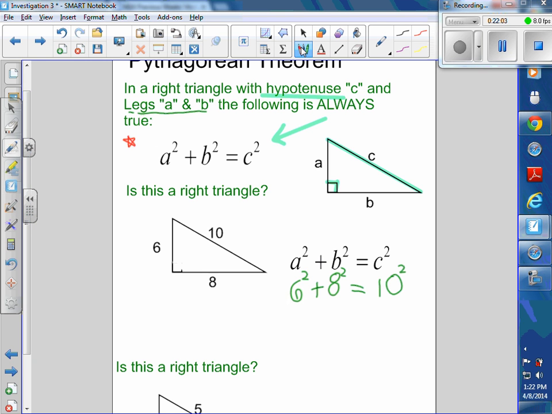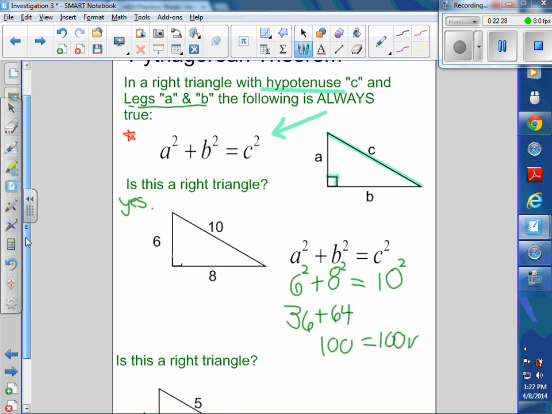Okay, so 6 squared is what? 36, right? And 8 squared is 64. And what's 36 plus 64? 100, and that's equal to 10 squared, right? So you would answer yes, because the Pythagorean Theorem works. Okay? Now look at this one.